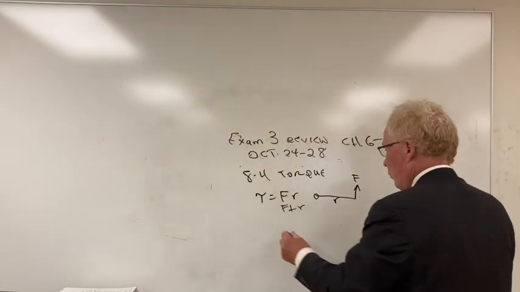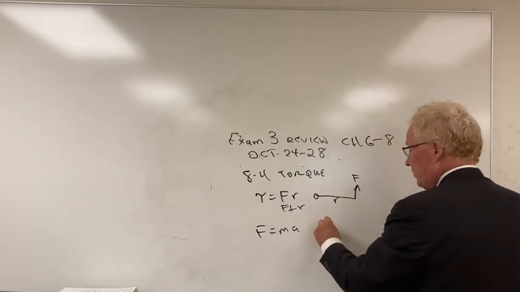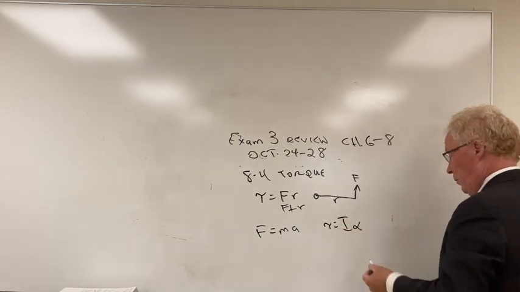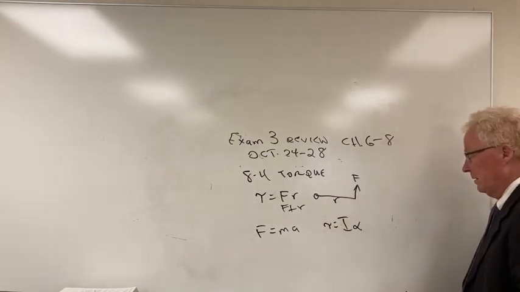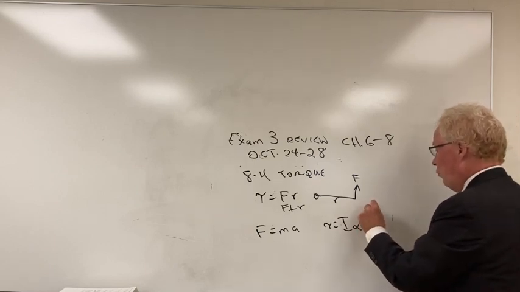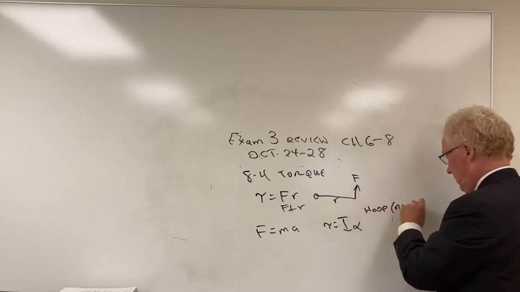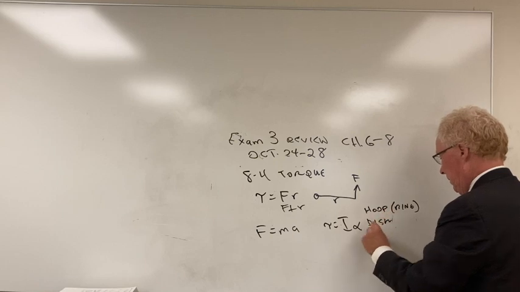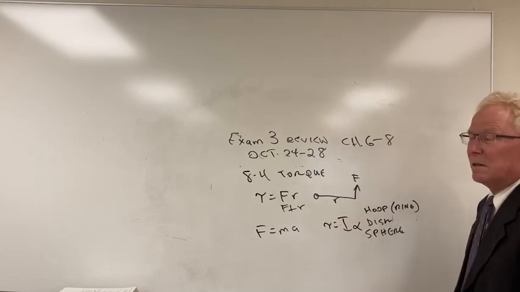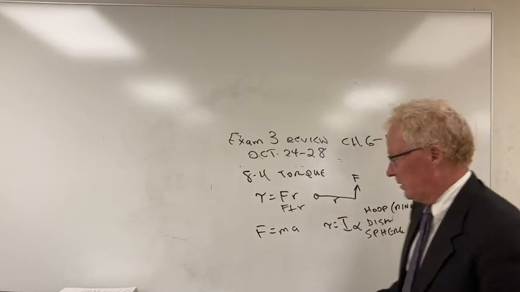We have the equivalent of Newton's second law of motion for rotation, which is torque equals I times alpha, where I is the moment of inertia. We did that comparing examples of a hoop or a ring, a disc, and a sphere. These three different ones: which one goes faster, which one goes slower. So again, this torque is given by that expression.